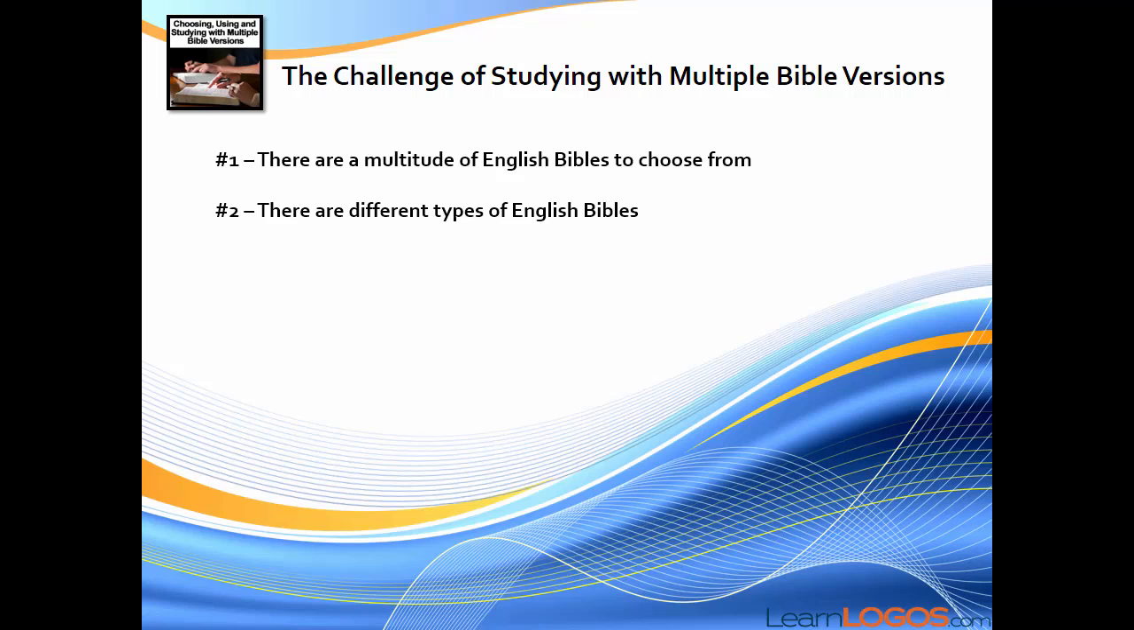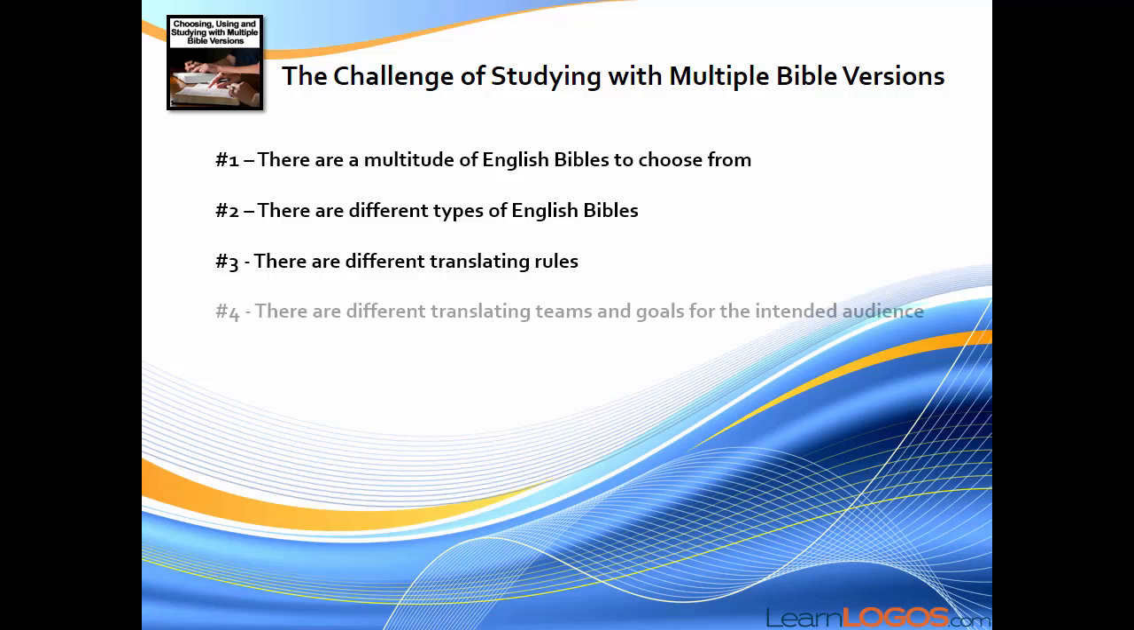Now, there are different types of English Bibles, as we're going to show you in a moment. There are different translating rules that were used in making the English Bibles. And there are different translating teams and goals for the intended audience. There are also different manuscript uses and choices. In other words, when the translating team was getting together and they were looking at the Greek and Hebrew manuscripts, some teams had more and some had less access, and that can directly affect the decisions in the translation process.